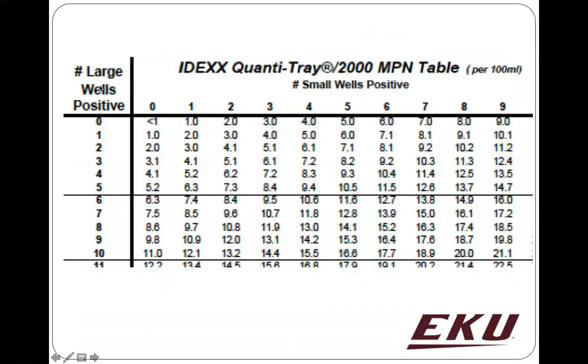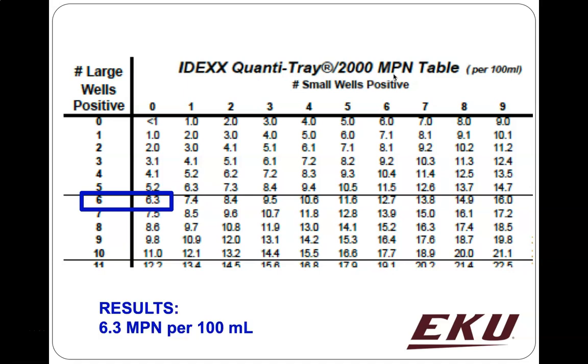So we can zoom in on that, and you'll see 6 large wells and 0 small wells, and that gives us 6.3 E. coli per 100 milliliters. So these results are per 100 milliliters, and this is 6.3 MPN of E. coli per 100 milliliters. MPN meaning maximum probable number or most probable number. It is a predictive number of how many we would expect to grow had we grown it on an actual petri dish. So we report the results of 6.3 MPN per 100 mils.